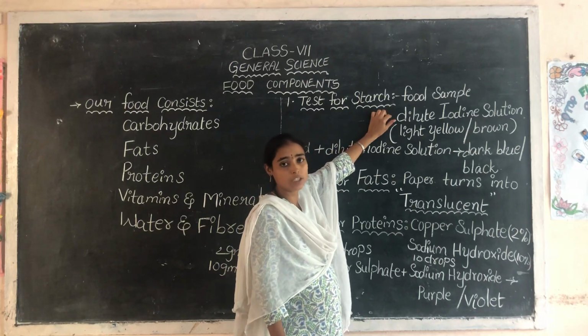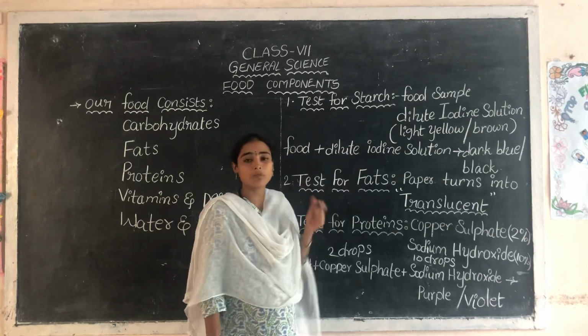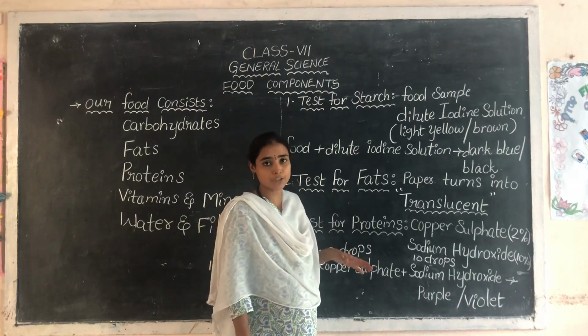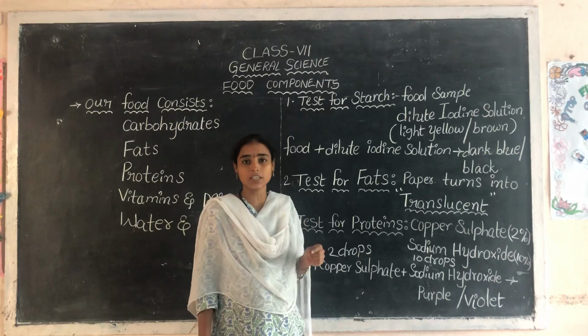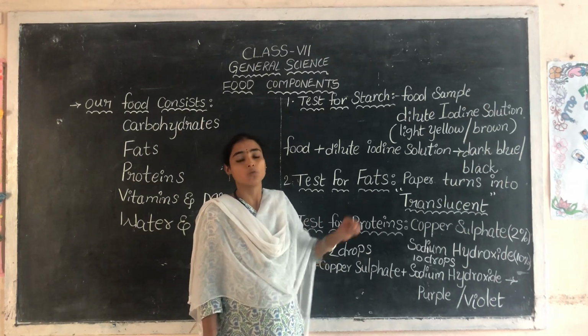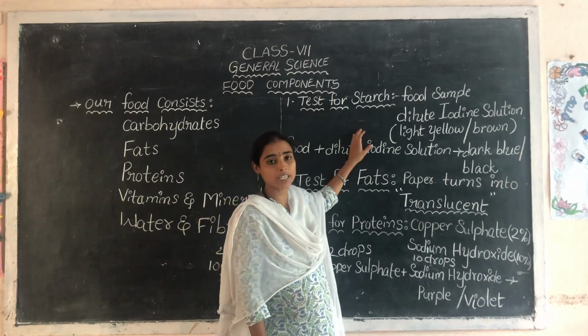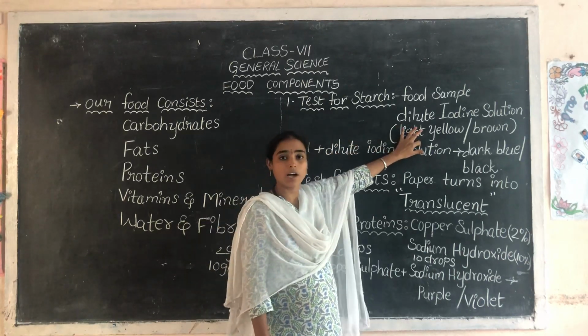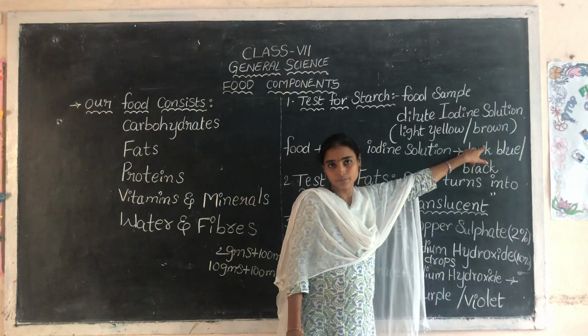For this dilute iodine solution, we take one test tube and take a few drops of the iodine solution in that test tube. Add a few drops of the water. We get the dilute iodine solution. The dilute iodine solution color is light yellow or brown color.